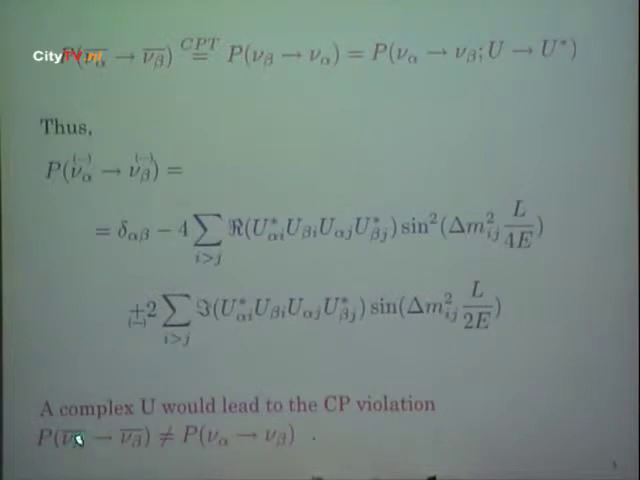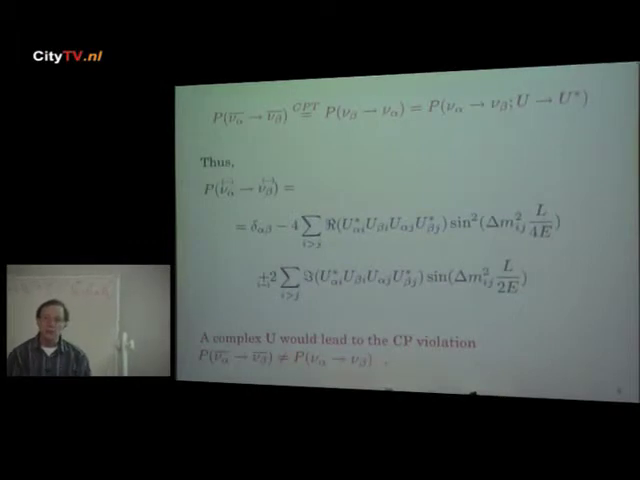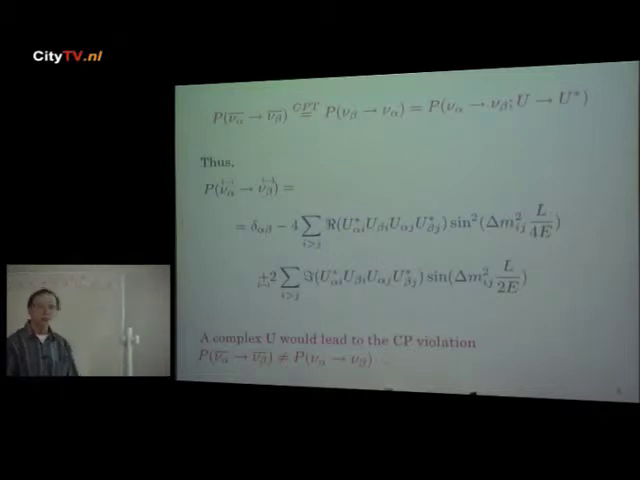Now, since these two processes, as we said just a minute ago, are CP mirror images of each other, this is the CP mirror image of that, this is the CP mirror image of that. If there should be a difference between the probabilities for these two CP mirror image processes, that would mean that there's a violation of invariance under CP. So complex phases in the mixing matrix lead to CP violation in neutrino oscillation through this imaginary part.